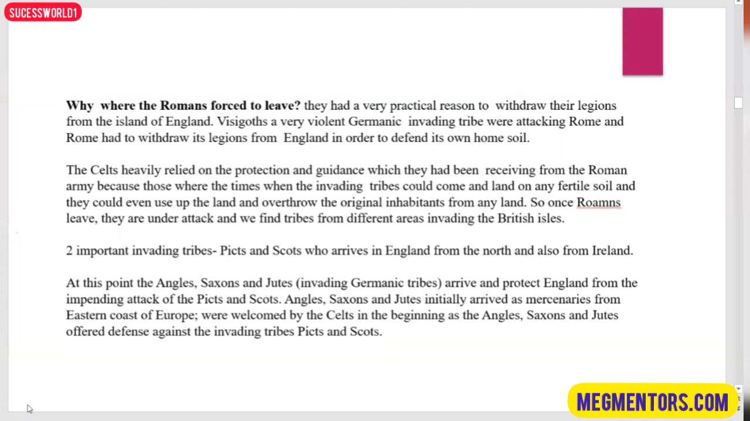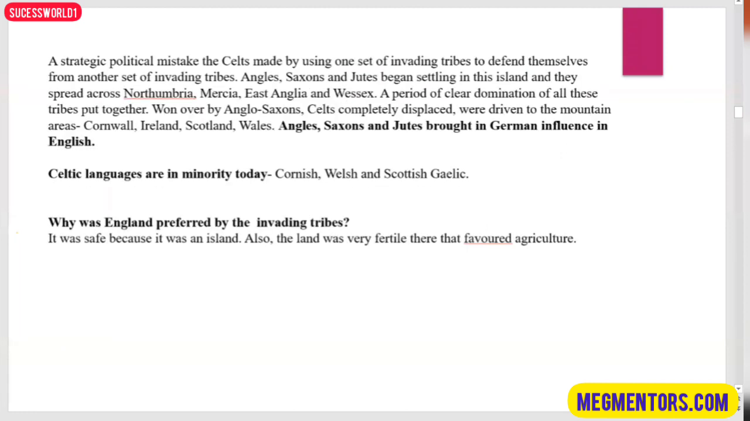These Angles, Saxons, and Jutes actually initially arrived as mercenaries from the eastern coast of Europe. They were welcomed by the Celts in the beginning, as the Angles and Jutes offered defense against the invading tribes of Picts and Scots. So the Celts took the help of one or two or three different invading tribes to defend themselves against another set of invading tribes. This is what was happening with the Celts back in that time.